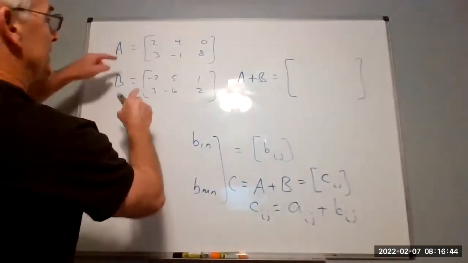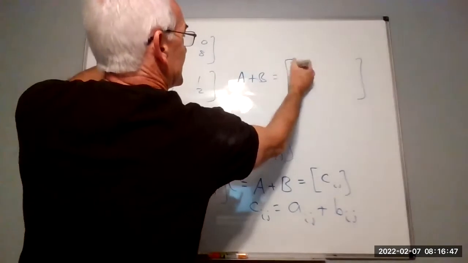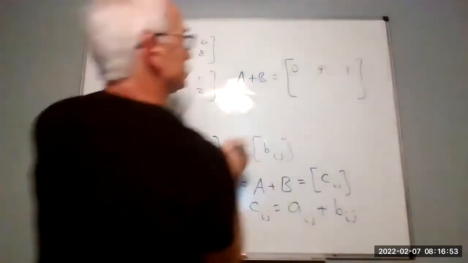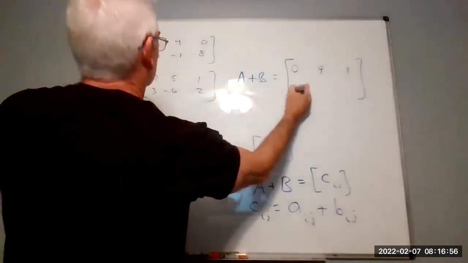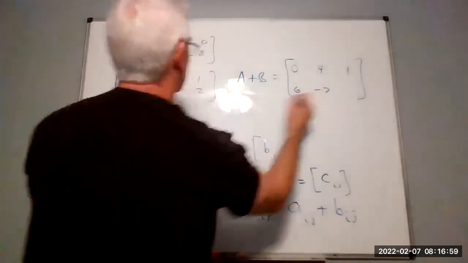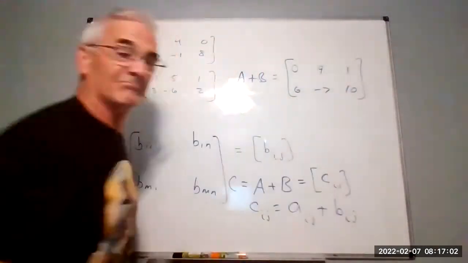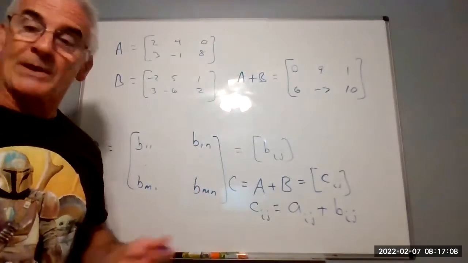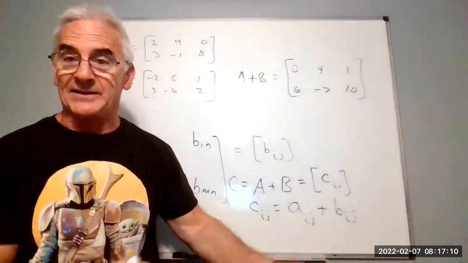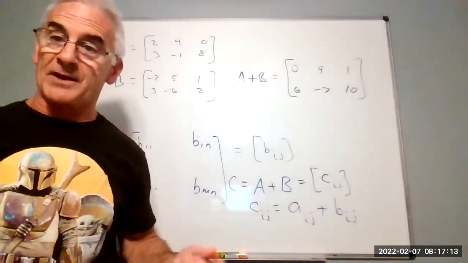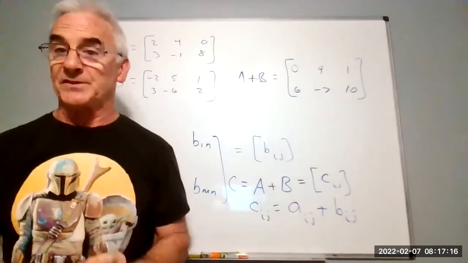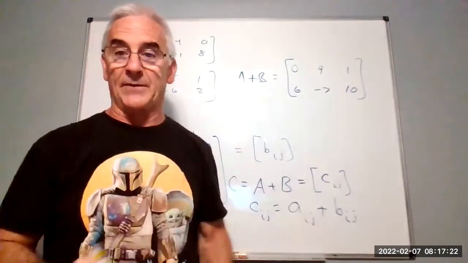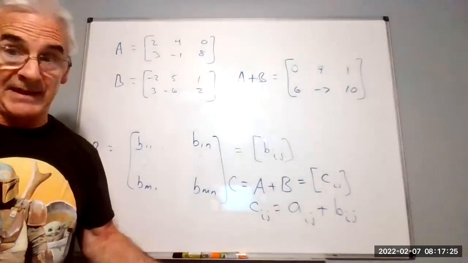And the resulting matrix would be -2 plus 2 in the position, 4 plus 5, 1 plus 0. Over here, 3 plus 3, -1 plus -6, 8 plus 2. It's exactly what you think it was supposed to be. Very similar to what happens if we added vectors. So those of you who have had Calc 3 understand vector addition is defined pretty much the same way. If two vectors are in the same dimension, then I add the corresponding components all the way down the line, so the resulting vector is still in that same dimension.